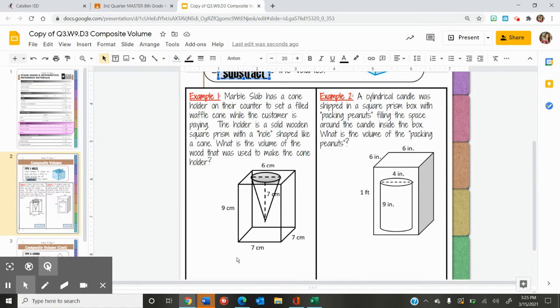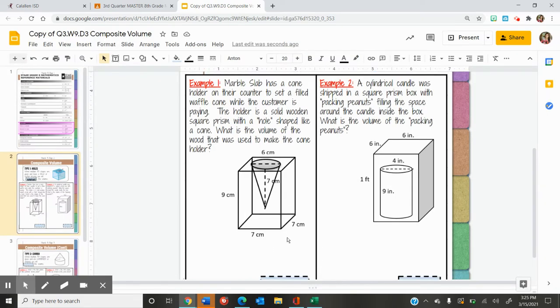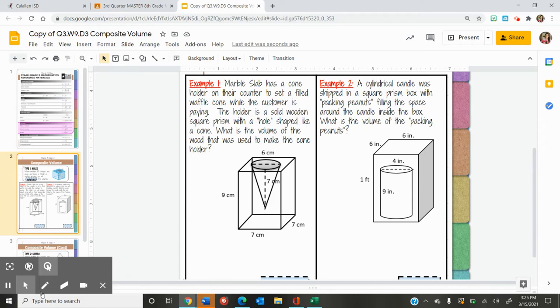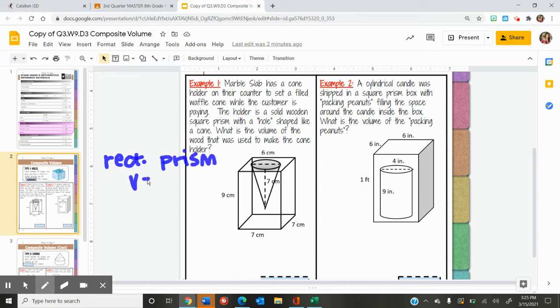So for starters, I need to find the formula for the volume of a prism. I'm going to go back to my formula chart. It tells me that volume equals the area of my base times the height. Remember that capital B stands for area of the base. So for example 1, I'm going to put rectangular prism, and this is volume equals the area of my base times the height.